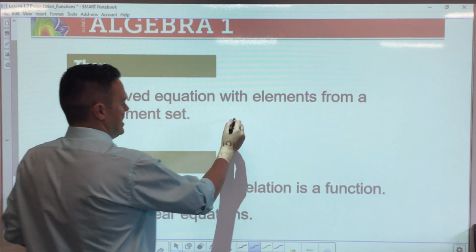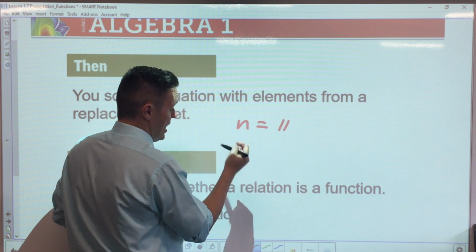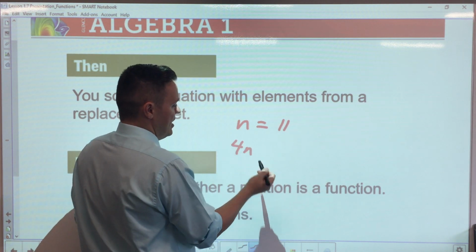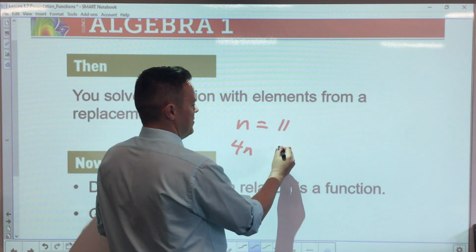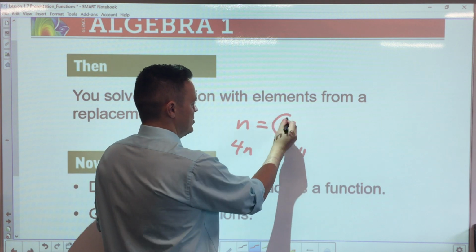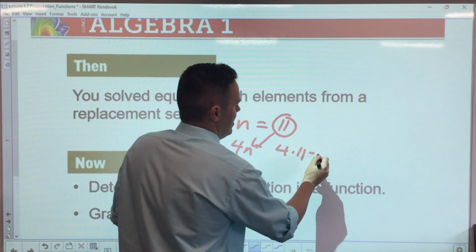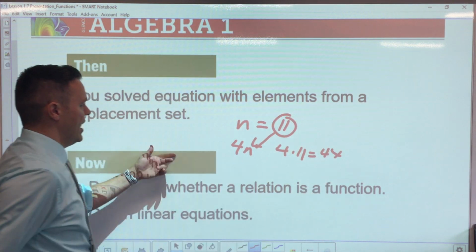So, for example, if I say n equals 11, like we had, and I say 4n, how would you actually interpret that? This would be 4 times 11. You're substituting this into here, okay? That's how you would do it, all right? That is what they're talking about.